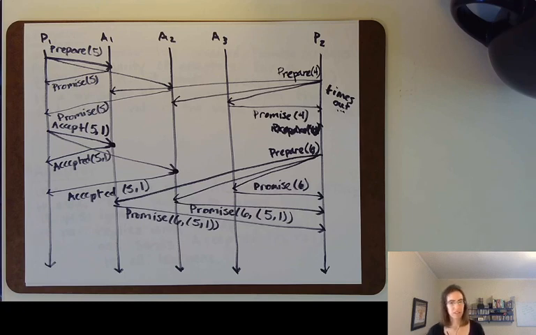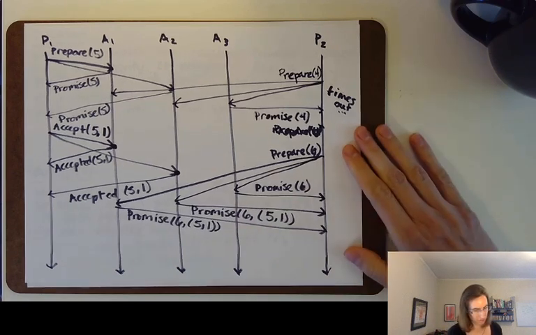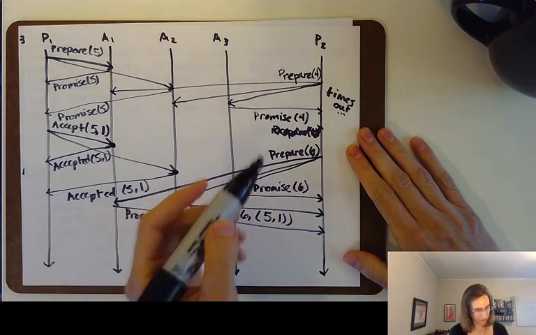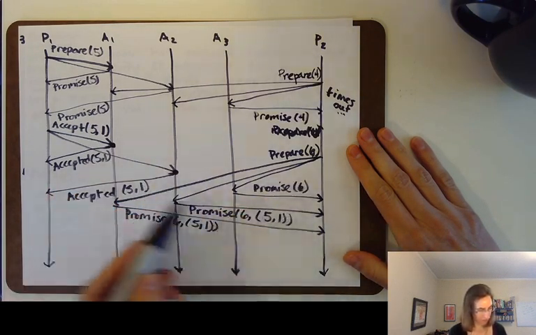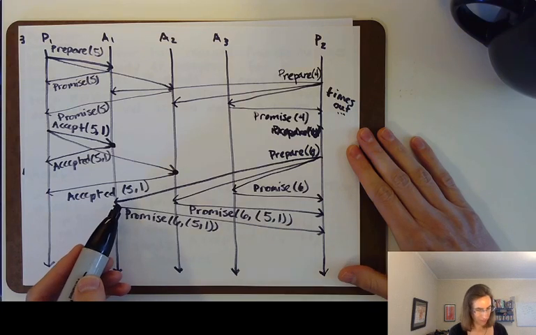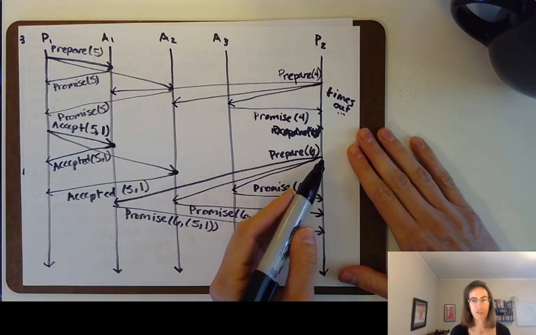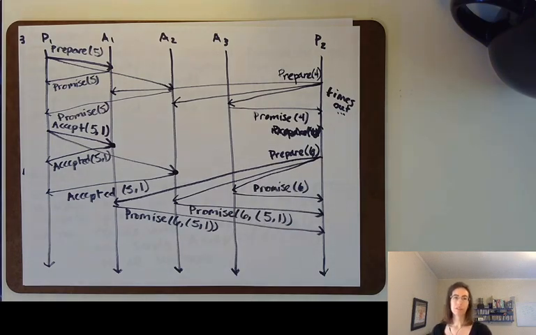Somebody just asked, how does an acceptor know that P2 doesn't know about the reached consensus? Well, presumably if P2 knew, then it wouldn't be sending out this prepare message to propose something new, right? But if it does know, it's not a problem to tell it again. Okay.